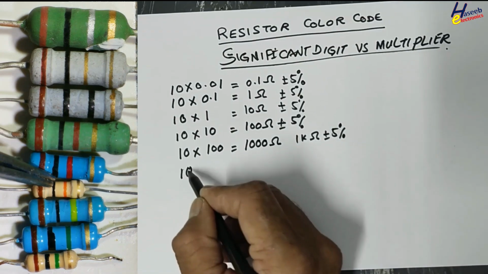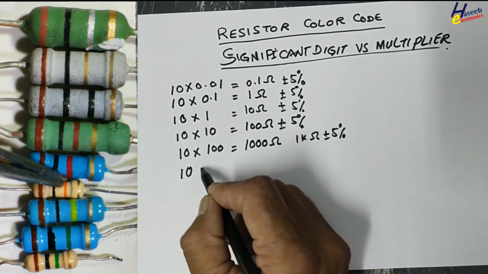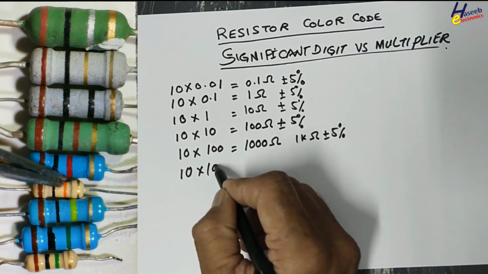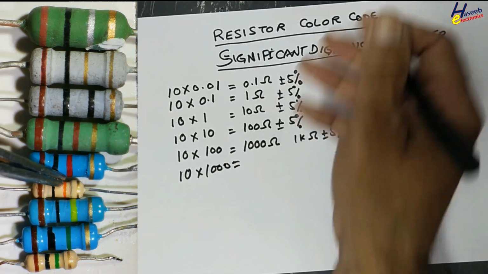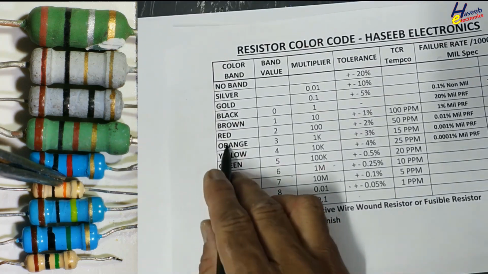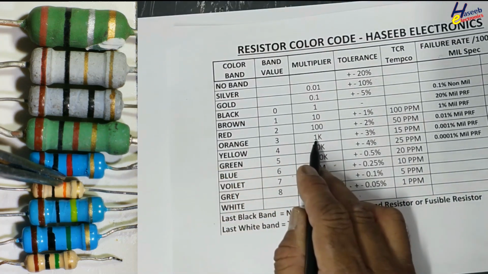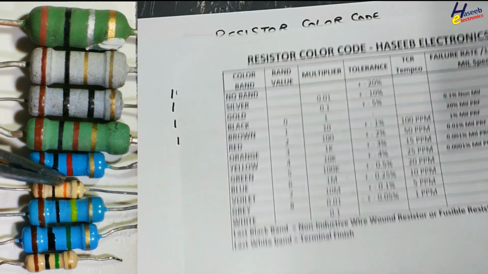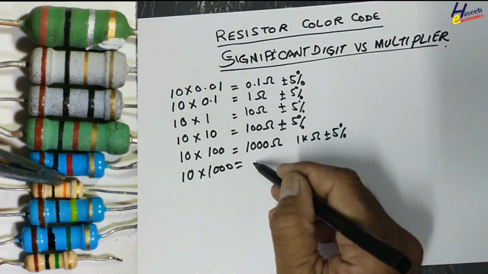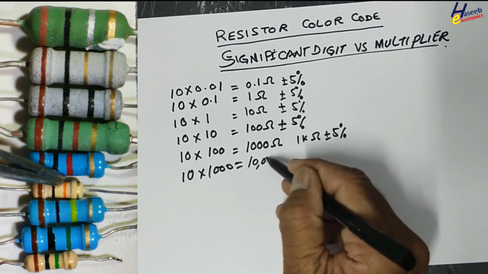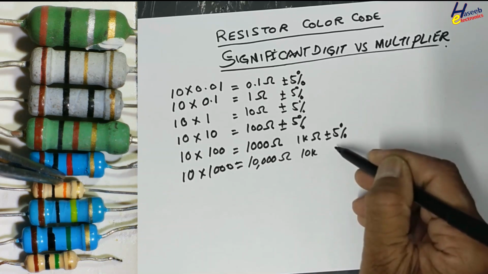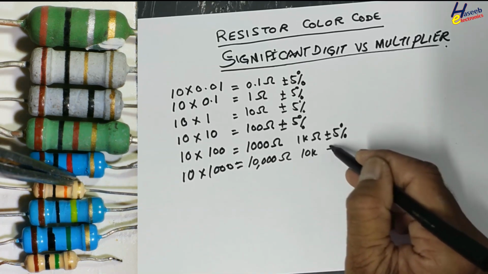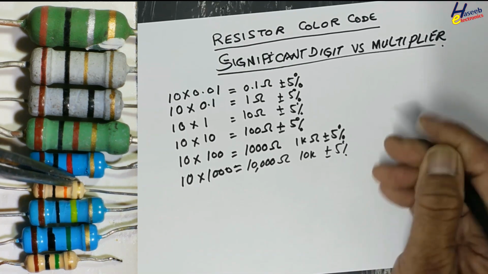Brown, black, 0, then 3 zeros, orange. Multiply with 1 kilo ohm or 1000. That means it is 10,000 ohm or 10k. Last band gold, plus minus 5%.